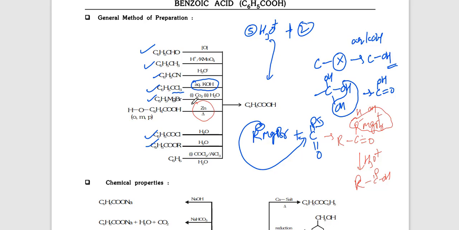Then zinc. What does zinc do? From phenol we can prepare benzene actually. Phenol gives benzene. The oxygen is removed by zinc. This oxygen is removed by this zinc, so zinc oxide is forming. So already we are taking benzoic acid with an extra OH group on the phenyl. This O is removed by zinc, so benzoic acid is forming. So these are the preparations.